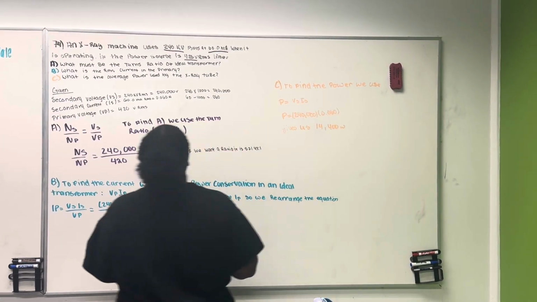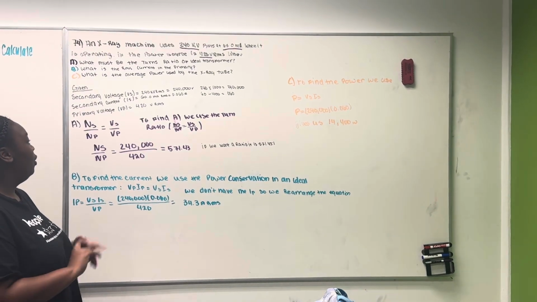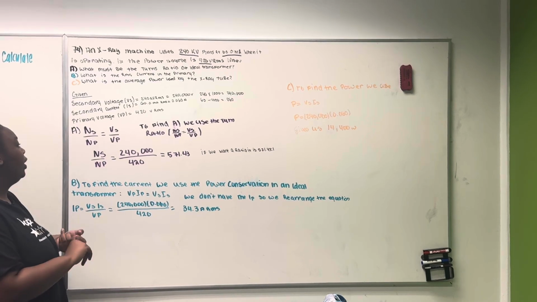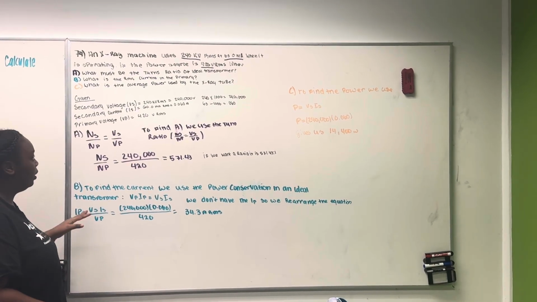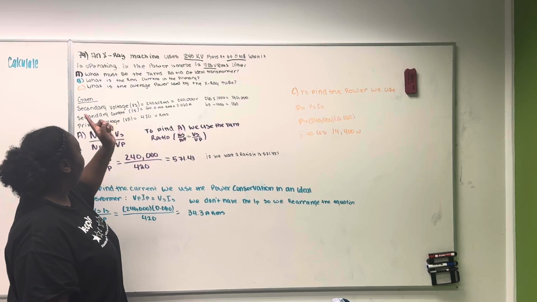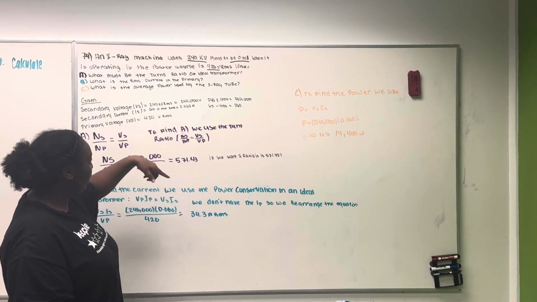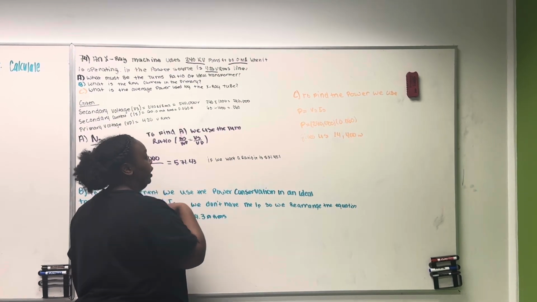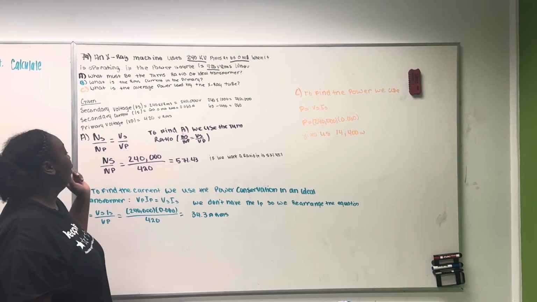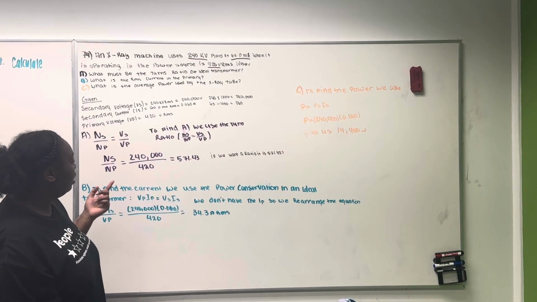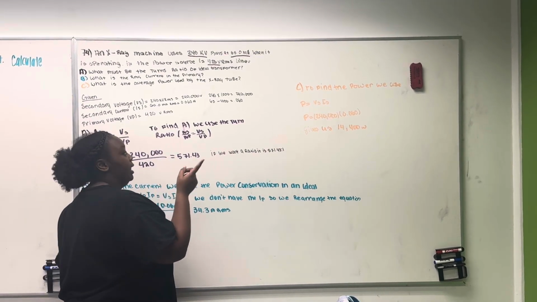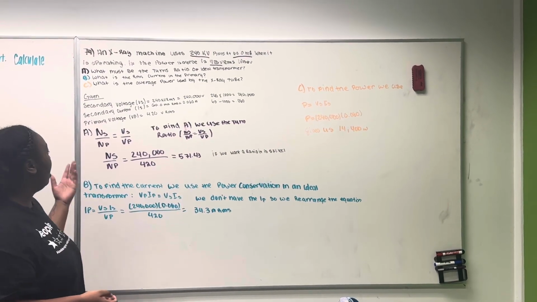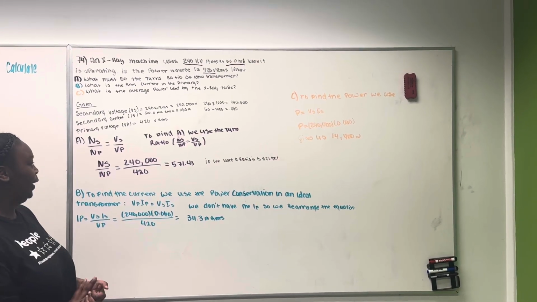So, from reading our passage, our givens are our secondary voltage, our secondary current, and our primary voltage. Our secondary voltage is 240 kV. We multiply that by 1,000 and it gives us 240,000. Our secondary current is 60.0 mA. We divide that by 1,000 and it gives us 0.060. And then our primary voltage is 420 V.